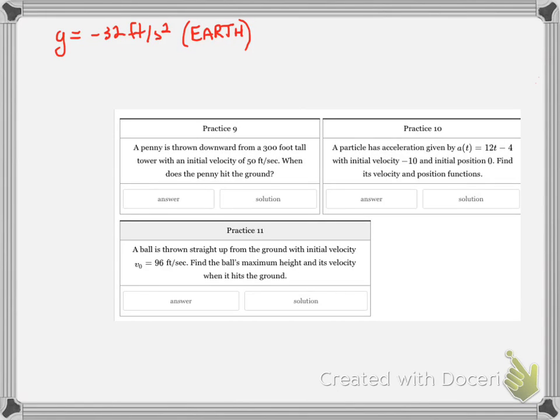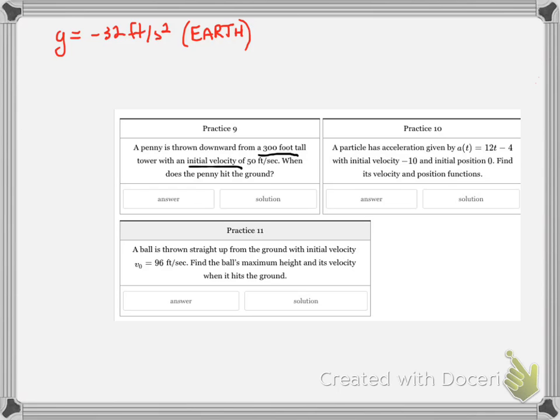This video looks at some applications of integrals with particle motion or gravity. So I just want to look at a couple different ones and how to read them. A penny is thrown downward from a 300-foot tall tower with an initial velocity of 50 feet per second. When does the penny hit the ground?